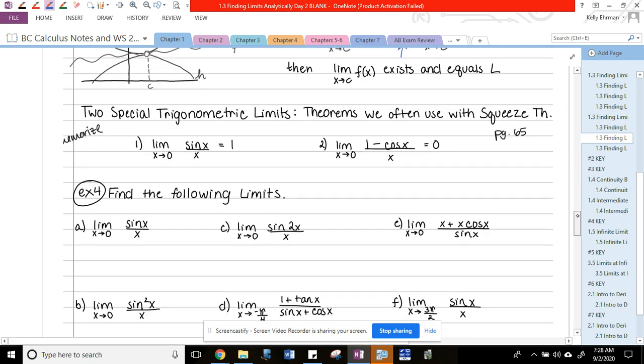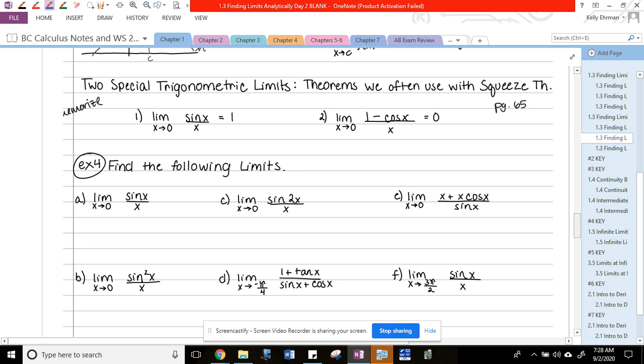There are 2 special trig limits that you could just memorize. We often use them with the squeeze theorem, but in interest of time, I'm not going to go through the proof. The proof is on page 65 in your textbook if you'd like to look at that. But for now, we're going to memorize these. Eventually, we'll have some work we can do to visualize them. The limit as x approaches 0 of sine x over x is equal to 1.